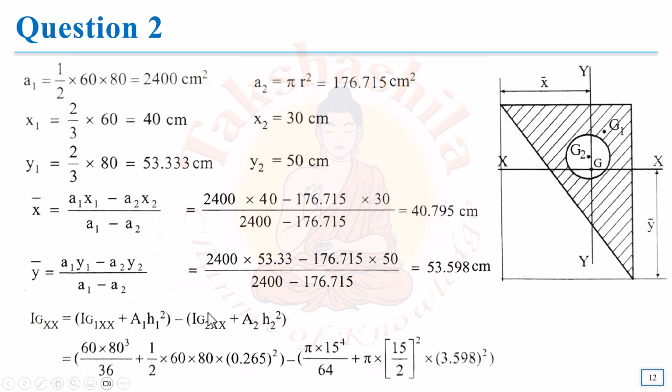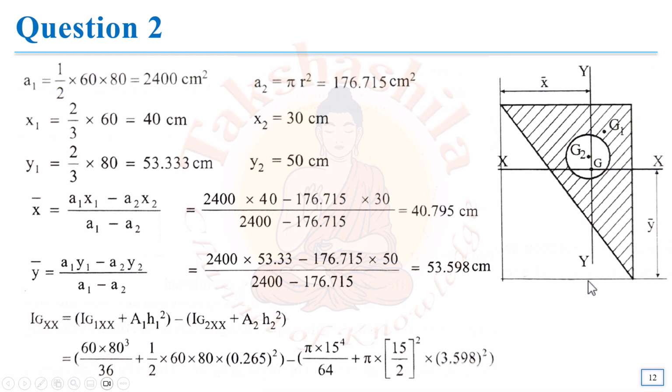Now minus, I have to substitute the value of Ig2, which will be pi d raised to 4 by 64. So I am substituting the value plus area of this circle into the distance between the axes. So how can you calculate that? You already know y bar, that is the distance from the x axis to the main centroidal x axis. Now we have our x2 axis here. So we have to calculate the remaining distance. And I also know the distance from the x-axis to G2, the vertical distance. It is nothing other than the y2.